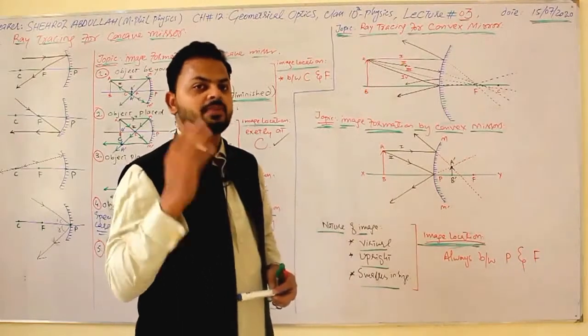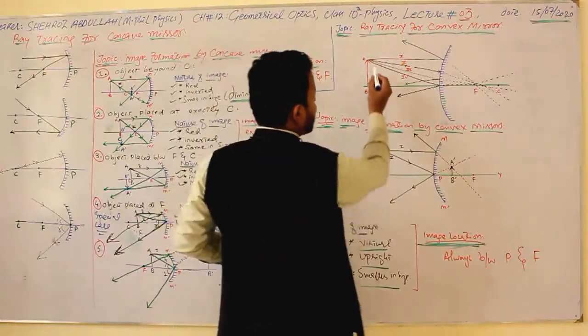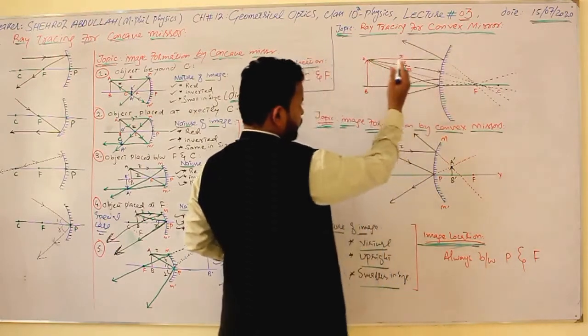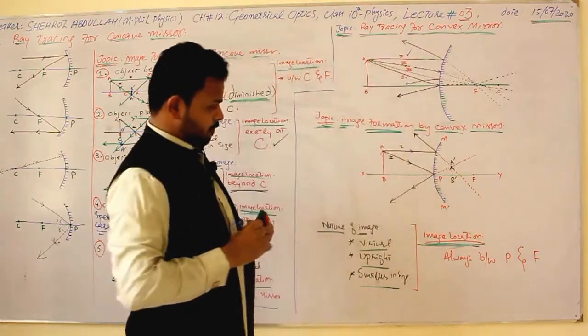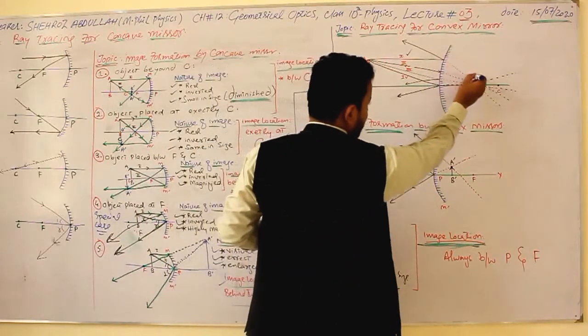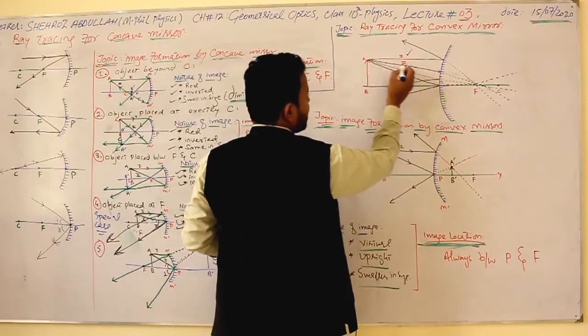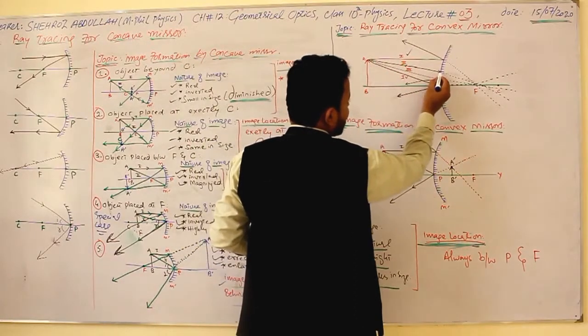From this object AB, 4 rays are coming. The first ray is coming parallel to the principal axis, and it is reflected as shown by the first ray, this one. What do we do? We stretch the ray back, like this.